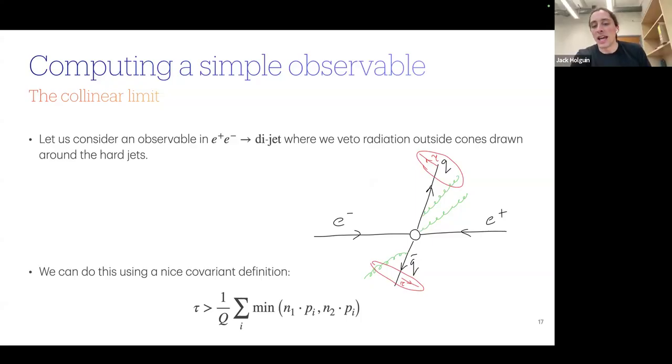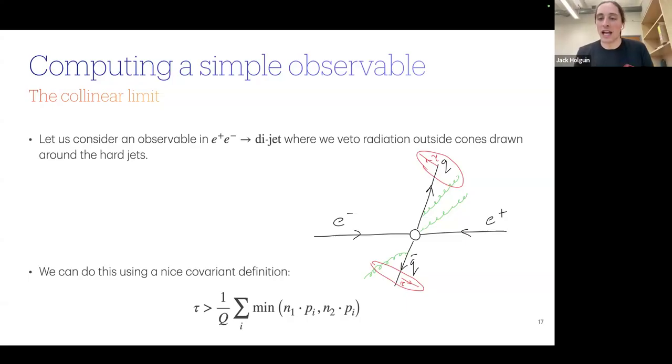So the minimum is N1 is the direction of the first jet, and N2 is the direction of the second jet. So at fixed order, N1 is the direction of the quark, say, and N2 is the direction of the anti-quark. And by direction, I mean it's a light-like vector pointing in that direction. So it'll be something like, let's say the quark is going along the y-axis, it will be (1, 0, 1, 0). And then P are the momenta of all the particles that are produced in the collision.